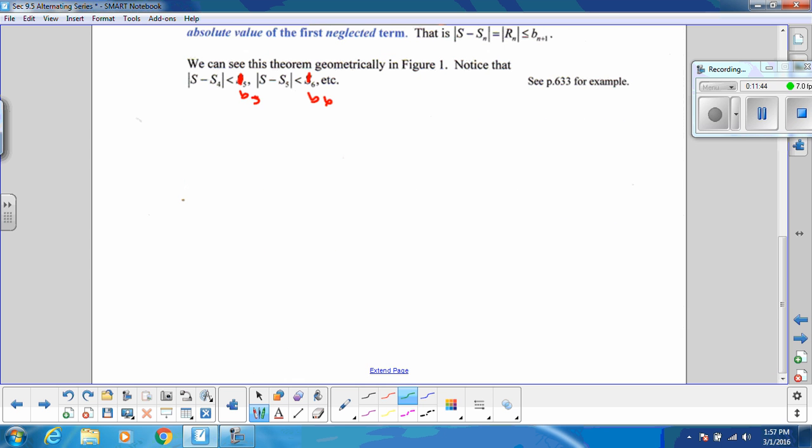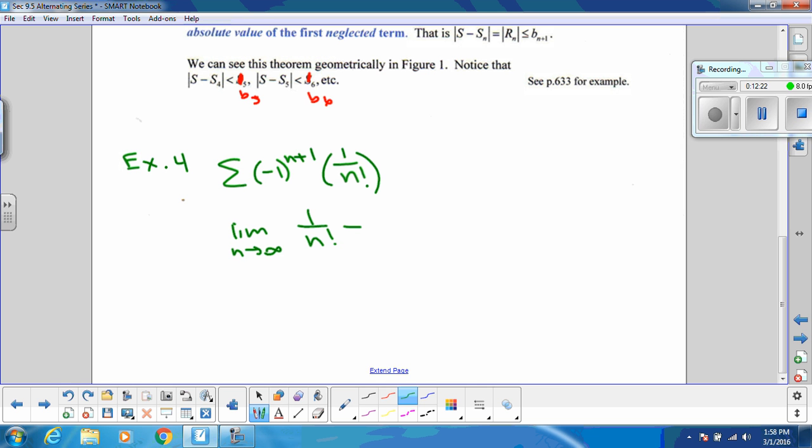All right, so if you look at example 4, this is how we actually use that approximation for the sum of the alternating series. So you have that series, alternating 1 over n factorial. Obviously, first we need to check the conditions for the alternating series. Does the limit as n approaches infinity of 1 over n factorial equal 0? Yes, it does, obviously.